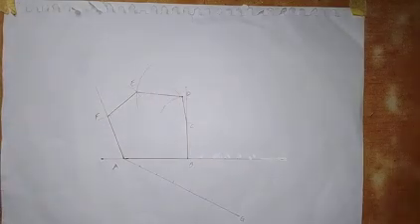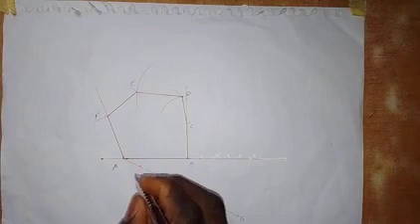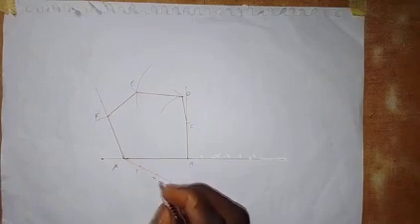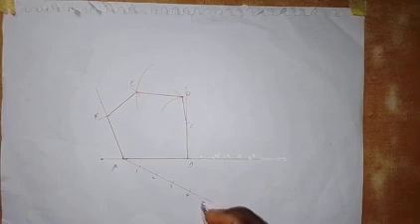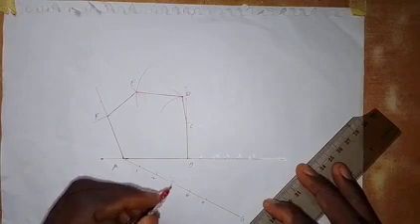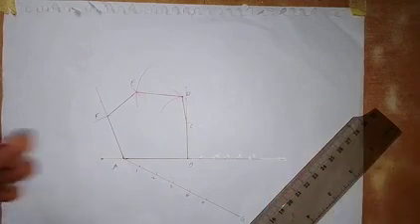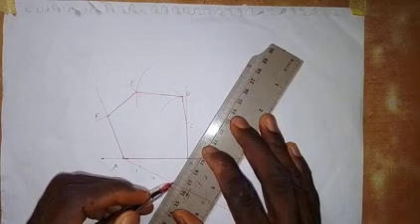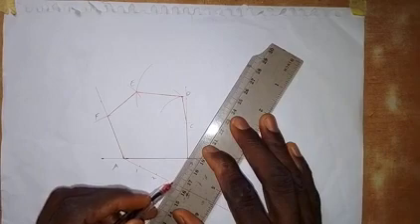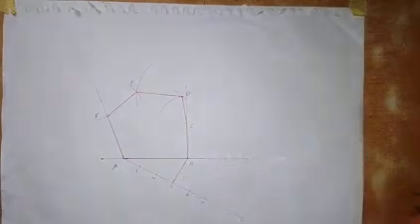So I'm numbering these points: this is 1, this is 2, this is 3, this is 4, and this is 5. We are taking it from 3 to 5. So we connect this point 3 to point B like this.